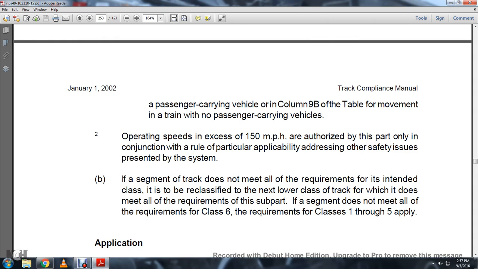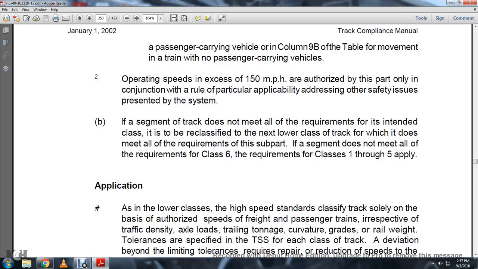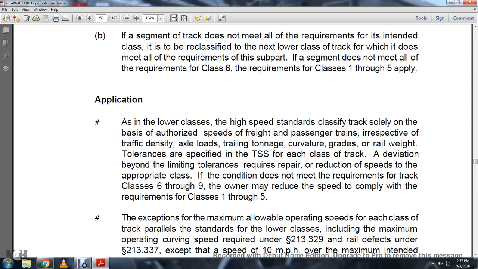If a segment does not meet all the requirements for its intended class, it is reclassified to the next lower class of track for which it meets all the requirements. If a segment does not meet all the requirements of Class 6, the requirements of Classes 1 through 5 apply. As with lower classes, high-speed track is classified solely on the basis of the authorized speed of freight and passenger trains, respectively. Track density, axle loads, trailing tonnage, curvature, grade, and rail weight, and the tolerances are specified in the track safety standards for each of the classes. Deviations beyond the limits and tolerances require repair or reduction of speed to the appropriate class.